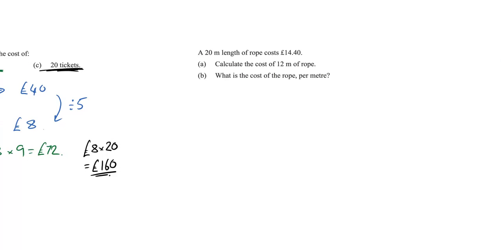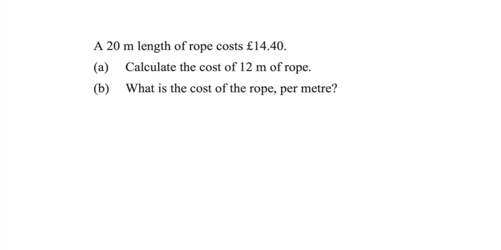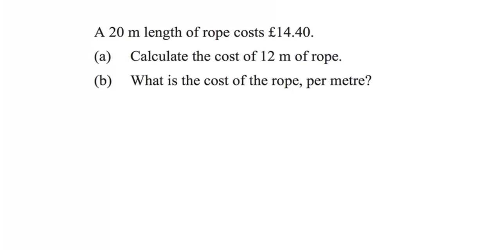Okay, final example. So 20 meters length of rope costs £14.40. Calculate the cost of 12 meters of rope. Okay, now we don't necessarily have to use the unitary method here. We could, if we had a calculator, get my 14.40 and divide by 20. But we could also use some different methods to do this. So for this example, let's try and do this in another way.